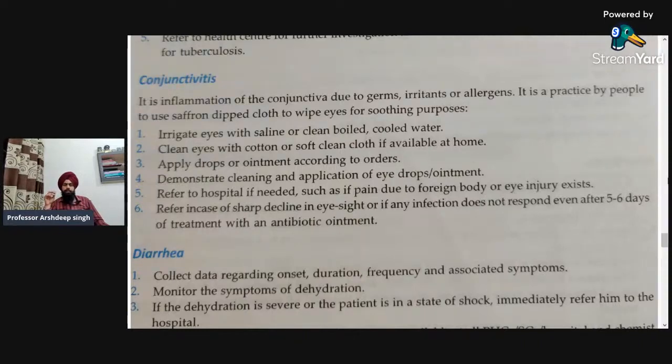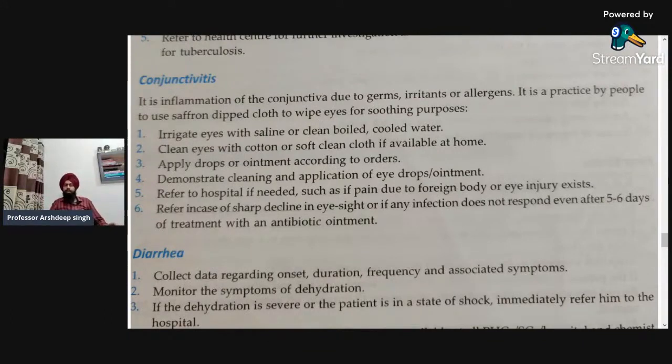Okay, so how would we manage conjunctivitis? Firstly, irrigate eyes with saline or clean boiled water if available at home. Boil the water, let it cool down, and then clean the eyes with that water. Next, clean eyes with cotton or soft clean cloth if available at home. The cloth that we are using to clean the eye must not be dirty to any extent.